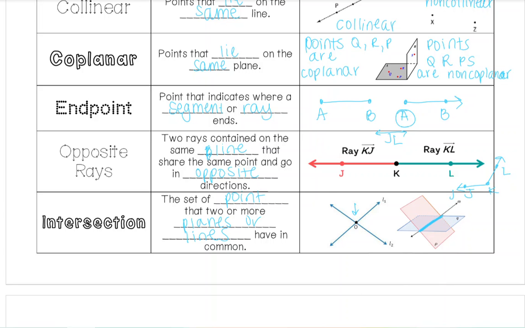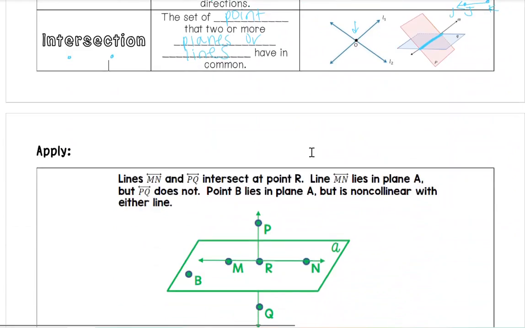We would never have an intersection of points because remember, points just kind of exist on their own. They're never going to intersect. They'll always just be separate points. So there's no special term or drawing for intersecting points.